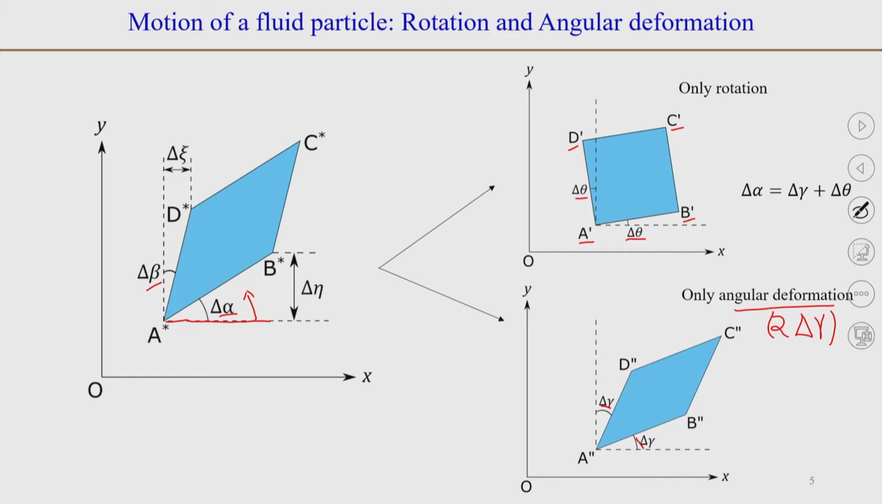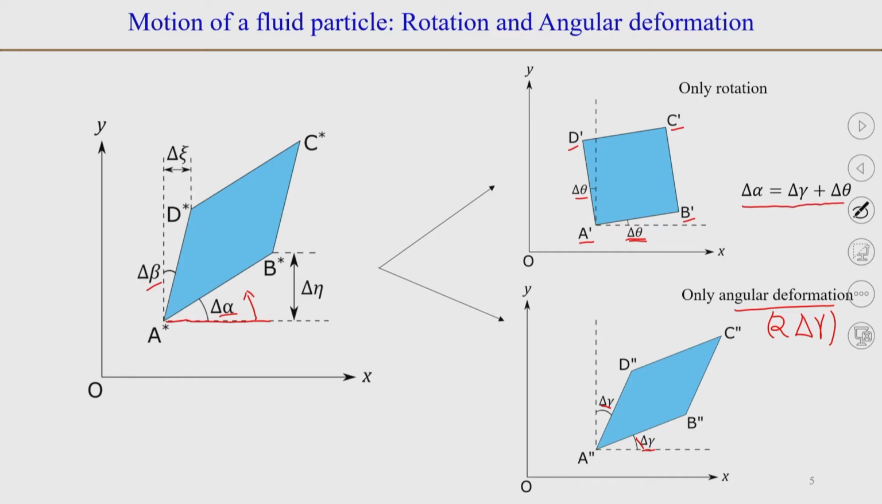anti-clockwise direction. So, this delta alpha will be equal to delta gamma plus delta theta, and in both of these cases the line AB is being rotated by an angle delta theta and delta gamma in the anti-clockwise direction. So, delta alpha is equal to delta gamma plus delta theta.